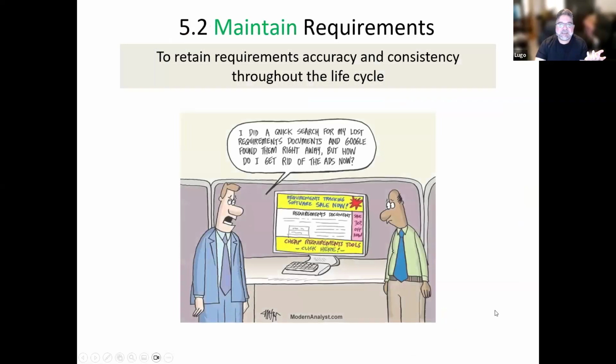So, the next stage is maintaining the requirements, right? So, again, this is about ensuring that we retain accuracy and consistency throughout the life cycle.